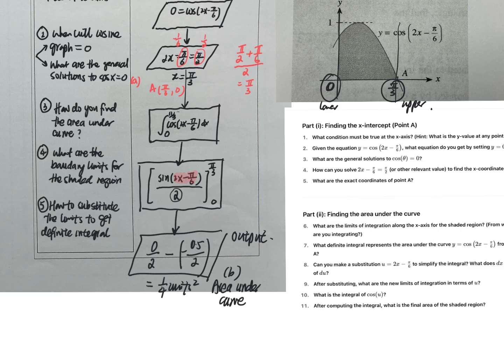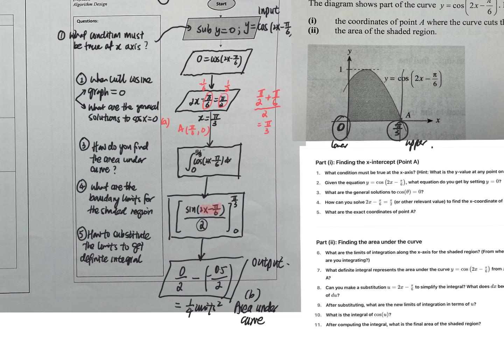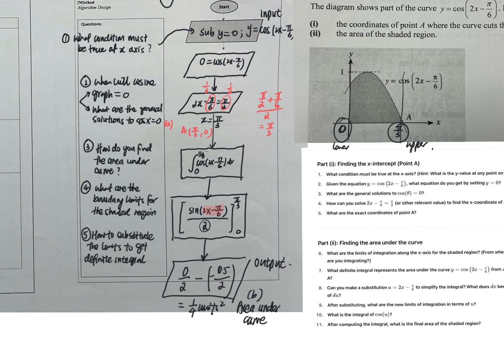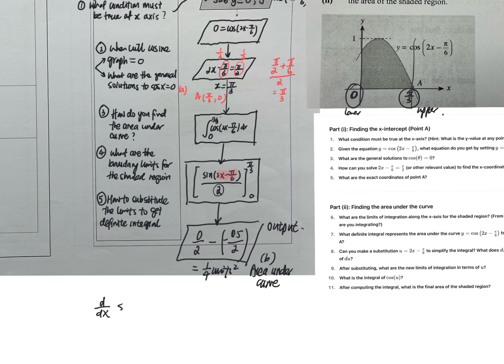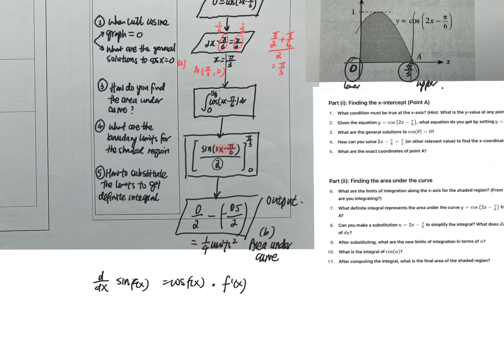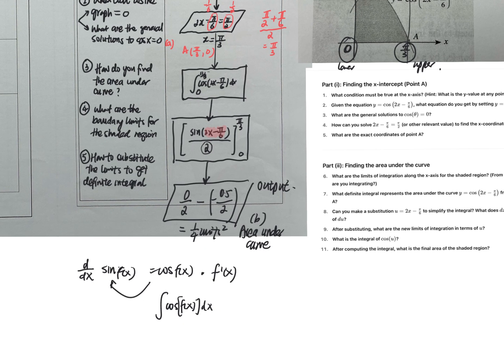Okay, so there are some questions that you can learn to ask yourself to help you to solve the question. Remember when we differentiate sine we get cosine. And then we must multiply by the differentiation of the fraction inside. But now we are integrating. So when you integrate, you get back the sine. Then you must divide by the differentiation. It's the opposite.